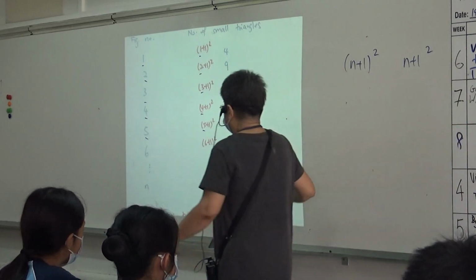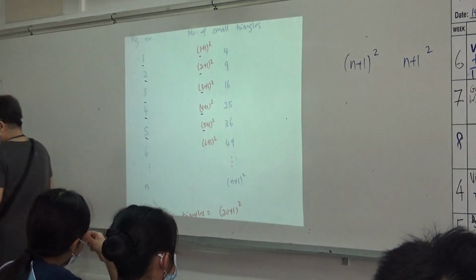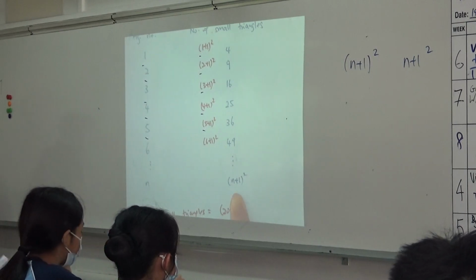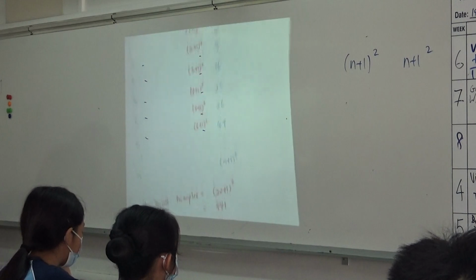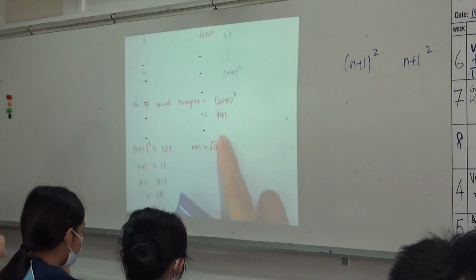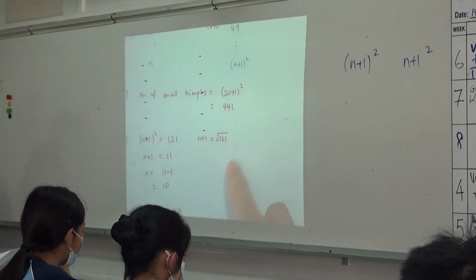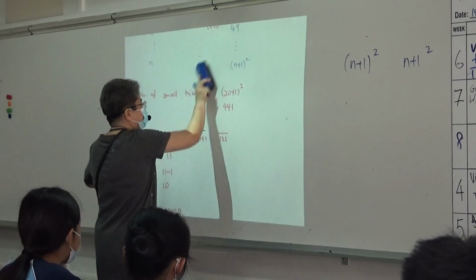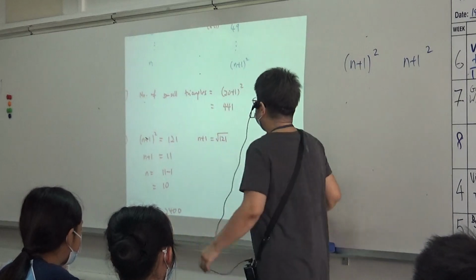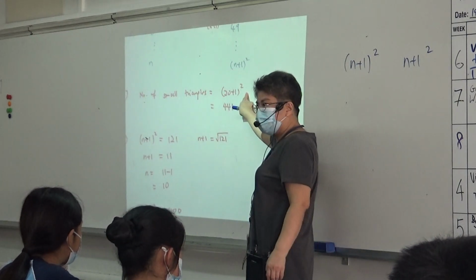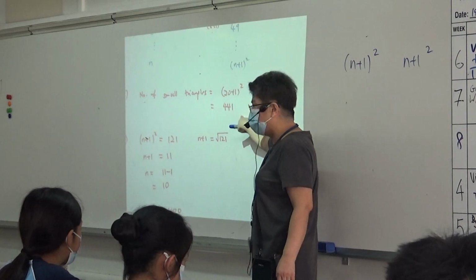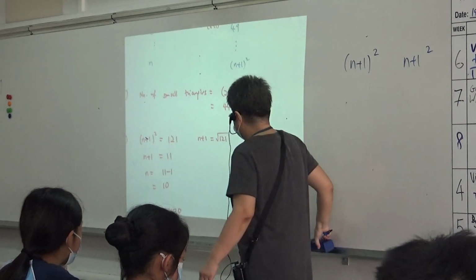So, the expression to fill in is n plus 1 squared, correct? Now, next. Number of small triangles in the 20th figure must be 20 plus 1 square, right? So it's 21 square, what's the answer? 441. Do you get it? Okay?